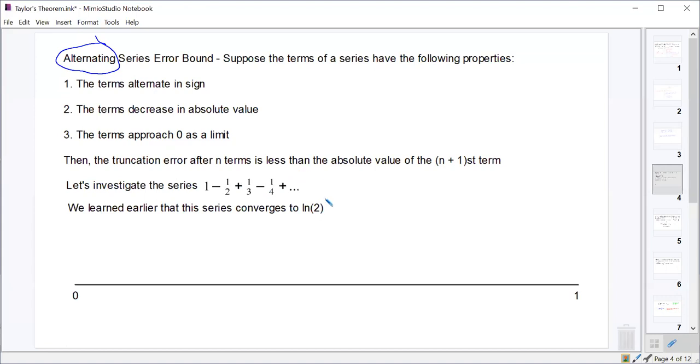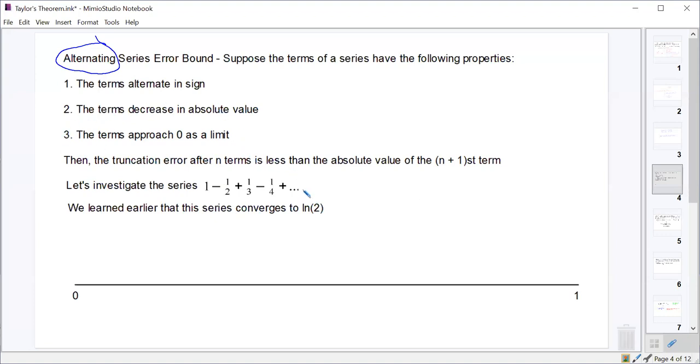So if the series is an alternating series, we can look and see if the alternating series error bound will work. And so what the alternating series error bound says is, if our series has these three properties, which are the terms alternate in sign, does it alternate? Okay, easy. The second one is, do the terms decrease in absolute value? So basically, are the absolute values of each term getting smaller? So from 1 to a half to a third to a fourth, right? Forever. Right? And the terms approach 0 as their limit.